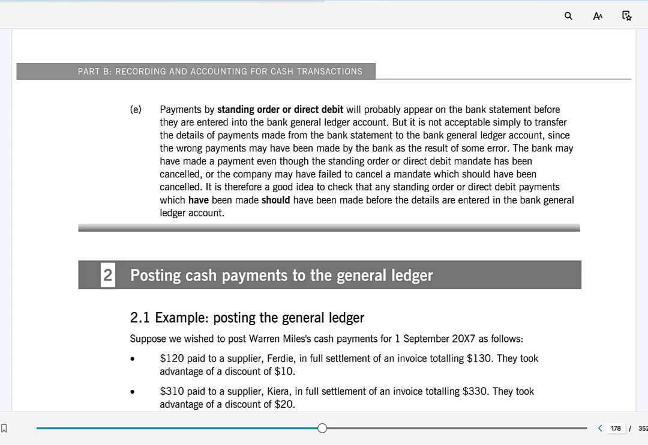This is a good control for several reasons. First reason, it ensures the payment is approved. Not every bank payment is correct. Sometimes a supplier takes the wrong amount. Sometimes a direct debit is set up by mistake. Sometimes a payment continues when it should have been canceled. So the business must check each payment against what was authorized.